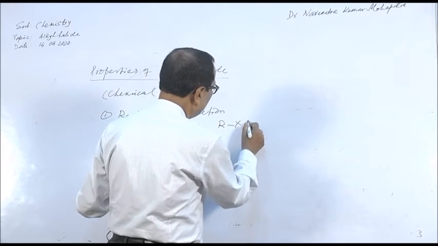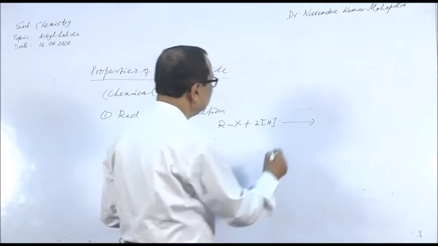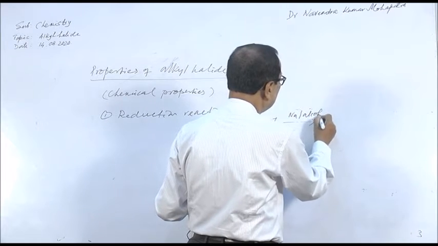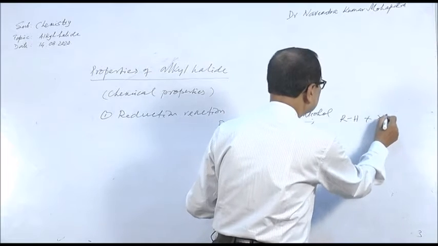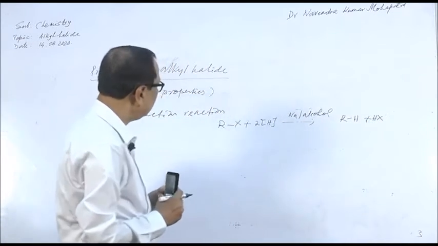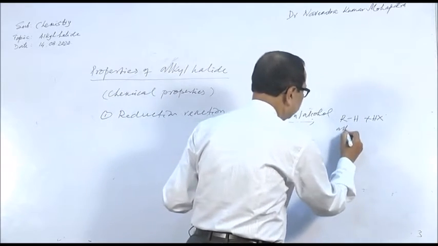RX plus 2 nascent hydrogen, with sodium in presence of alcohol, gives RH plus HX. Reduction of alkyl halide gives you the parent alkane. This is your alkane.